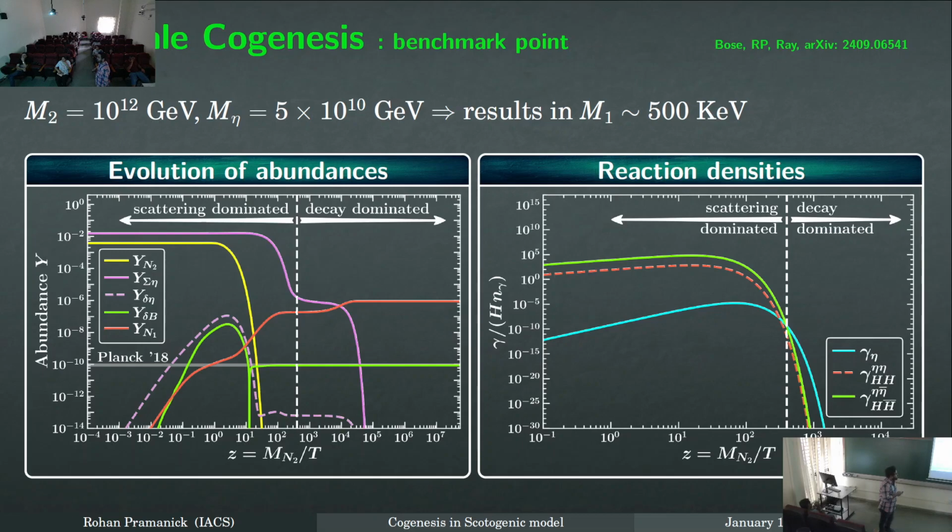Because of this number, it is also suppressed, but you can have lower numbers for detection. So this is the reaction density, where most of the time scattering dominates, thereby reducing most of the etas into Higgs because they are in thermal contact with the primordial soup. At a later stage this decay reaction density dominates over the scattering part, and all the etas that are remaining decay dominantly and produce this N1.